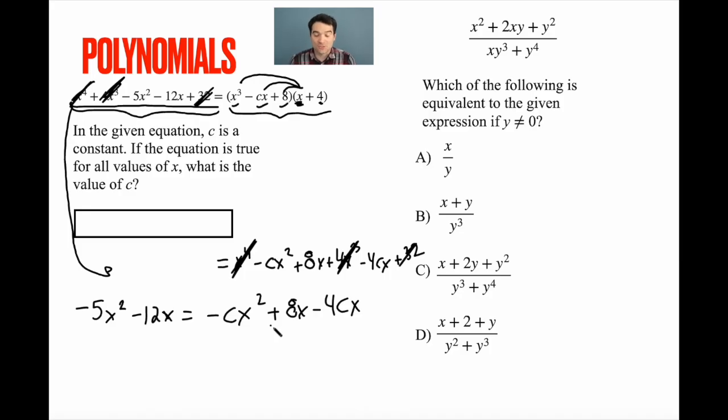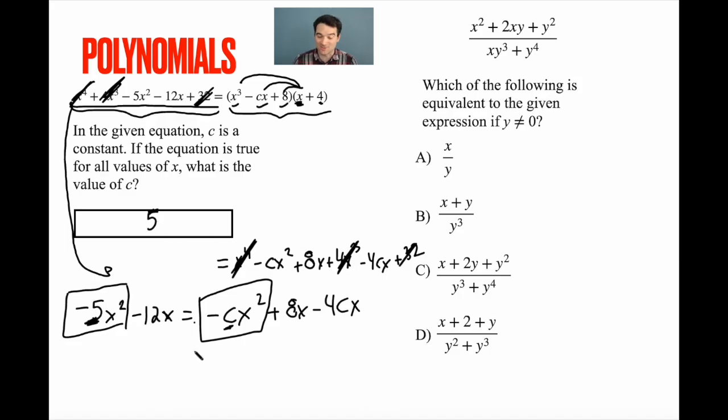All right, so I have c in this term, but these aren't like terms because they have different exponents. But check this out. There is only one x squared term on the left side, right? And there's only one x squared term on the right side. And it must be the case that c is equal to 5 because nothing else combines with these on either side. I can't add or subtract 12x from negative 5x squared. I have to stick with like terms. So it must be the case that c equals 5.